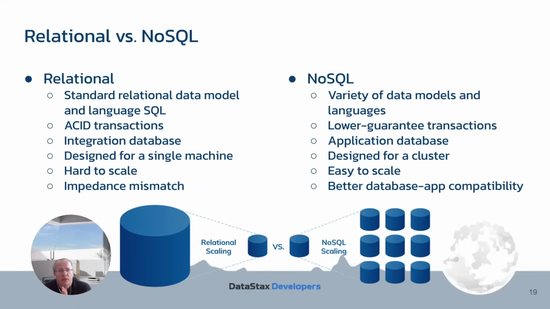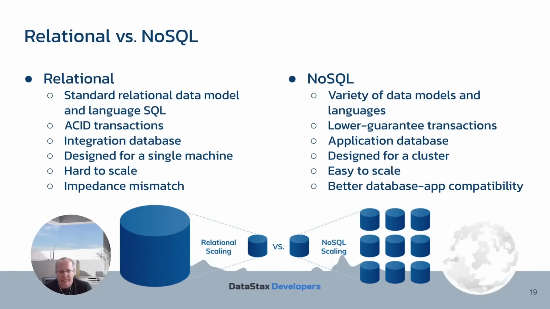So relational versus NoSQL. Relational has a standard relational data model and the language SQL. NoSQL has a variety of data models. We're going to talk about tabular, document, key value, and graph. And there will be different languages and APIs we can use for those. Then relational has ACID transactions. NoSQL usually has lower guarantee transactions; sometimes you can find them called lightweight transactions or other types of transactions.